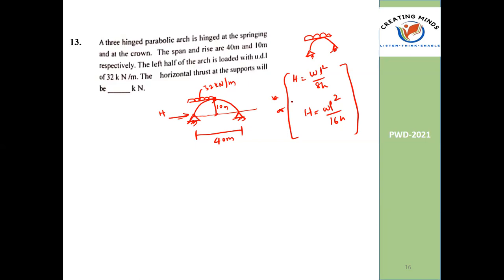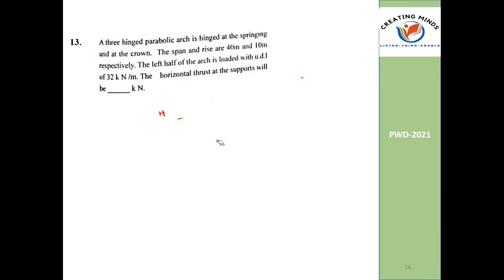If it is quarter, 32H, triple. That's 32H. They will ask only full and half. Please remember these two equations: full and half. Okay, let me move on to the next question.